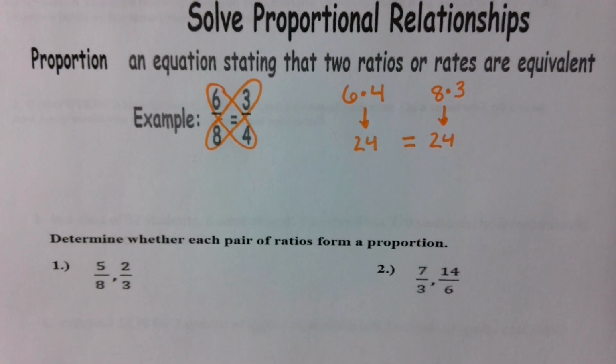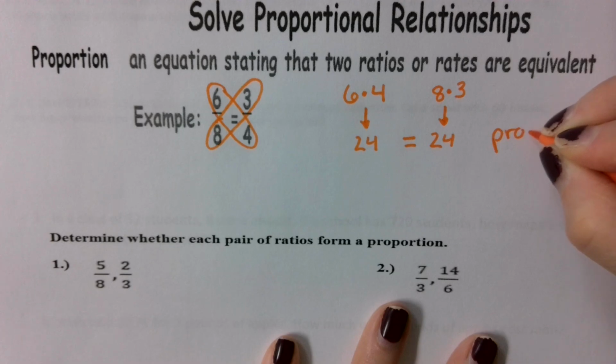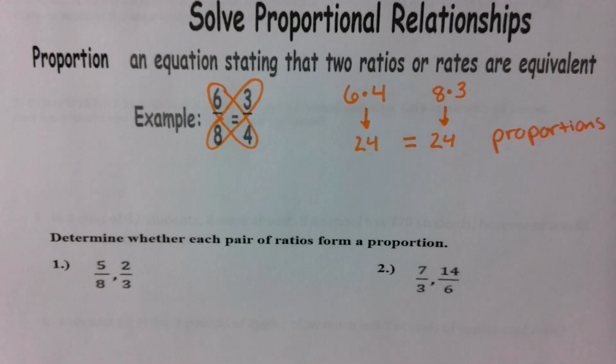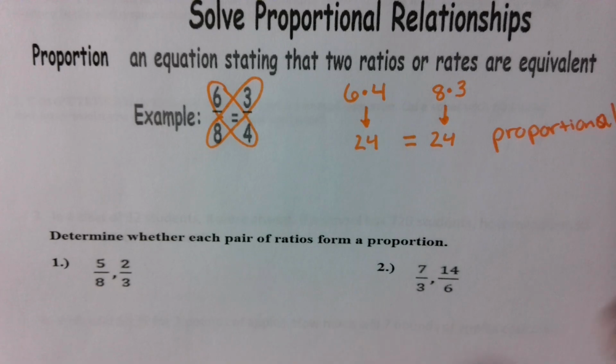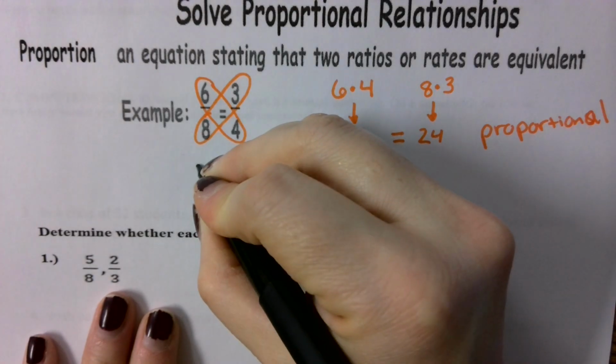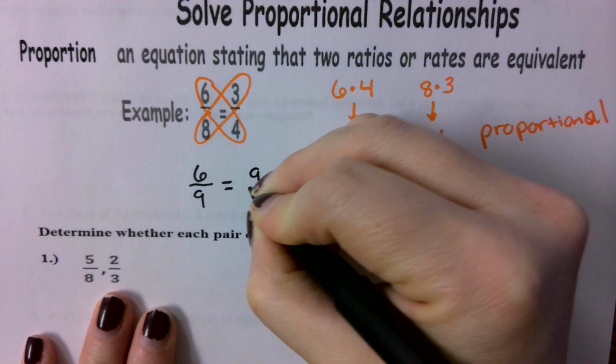So if they are a true proportional relationship, then they will come up with equal products when you do the cross product. So this is a proportional relationship. Again, if it is not proportional, then when you do the cross product, they will not be equal.